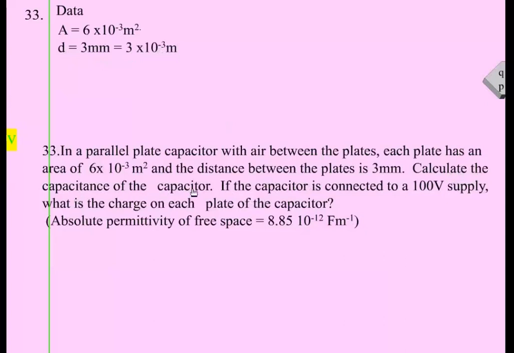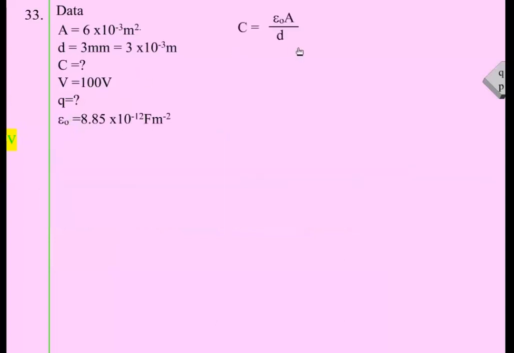Calculate the capacitance of the capacitor. C is equal to what? If this capacitor is connected to a 100 volt supply, what is the charge on each plate? Q is equal to what? And epsilon naught is given. So for this, the formula is C is equal to epsilon naught A by D. This is the formula for capacitance of a parallel plate capacitor. We know epsilon naught, we know A, and D. Substitute for it, and this can be calculated using a simple calculator.